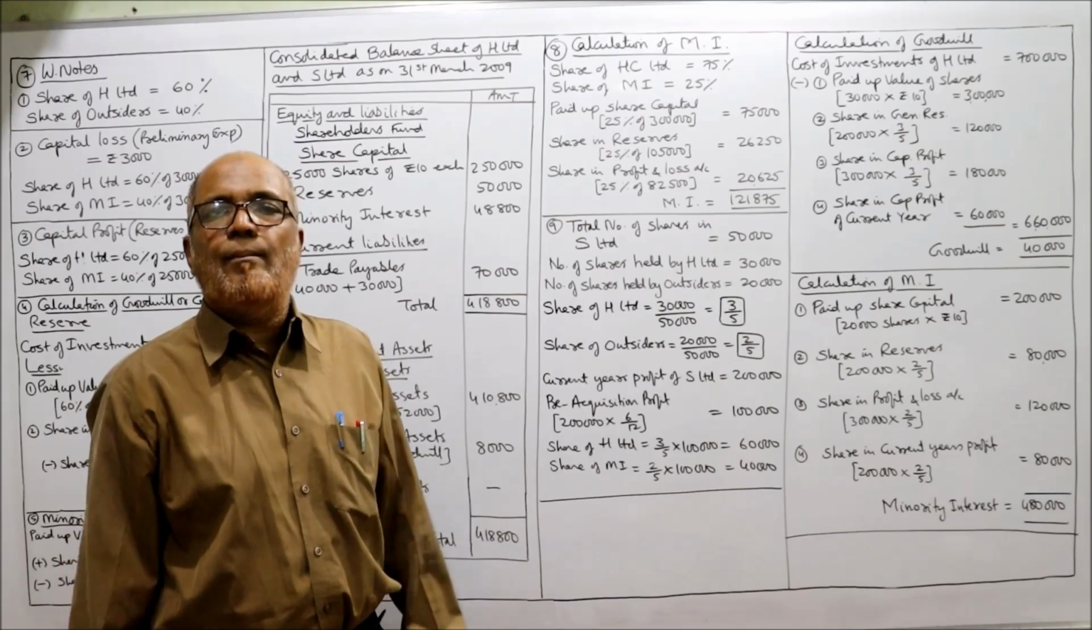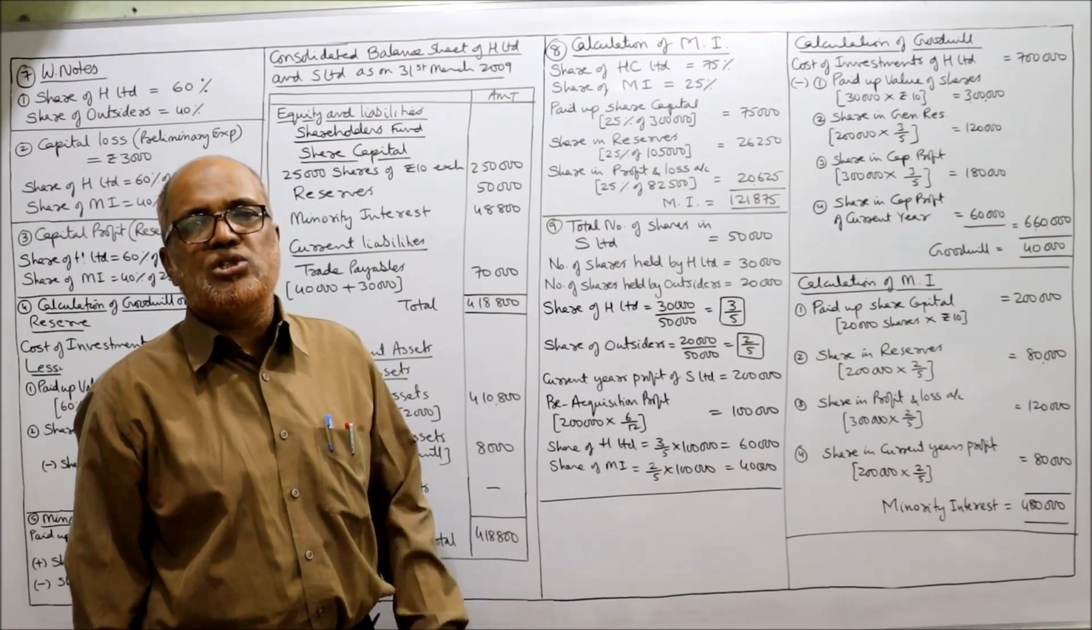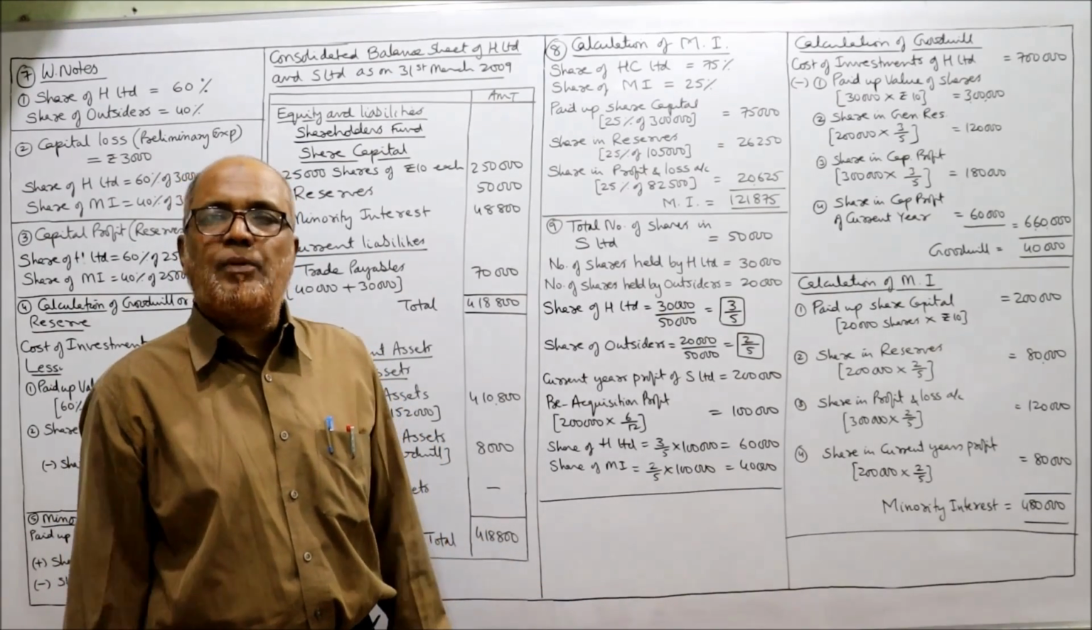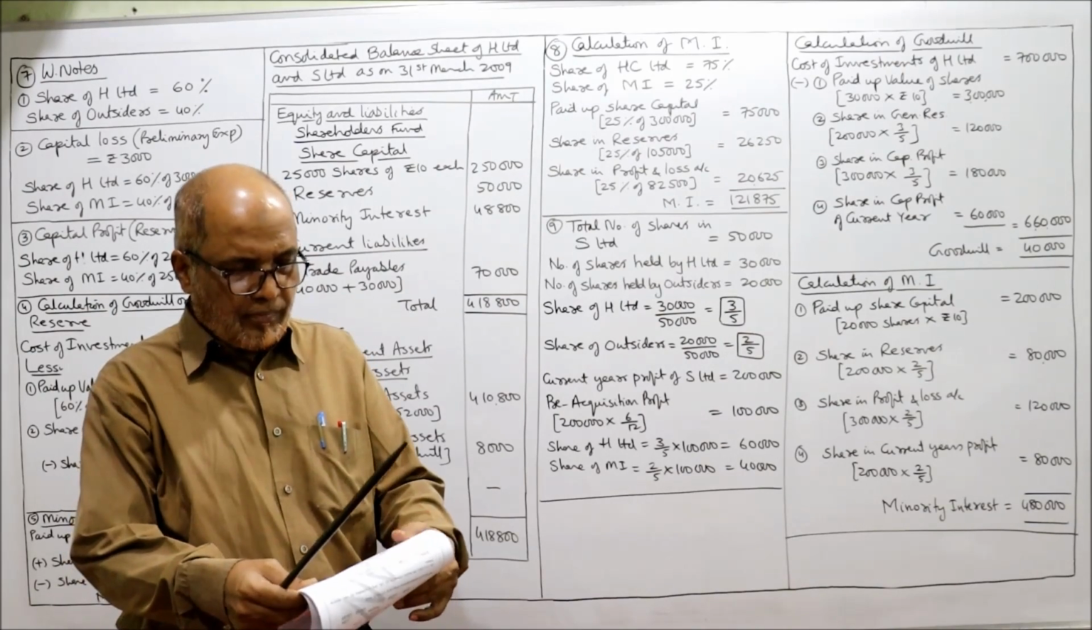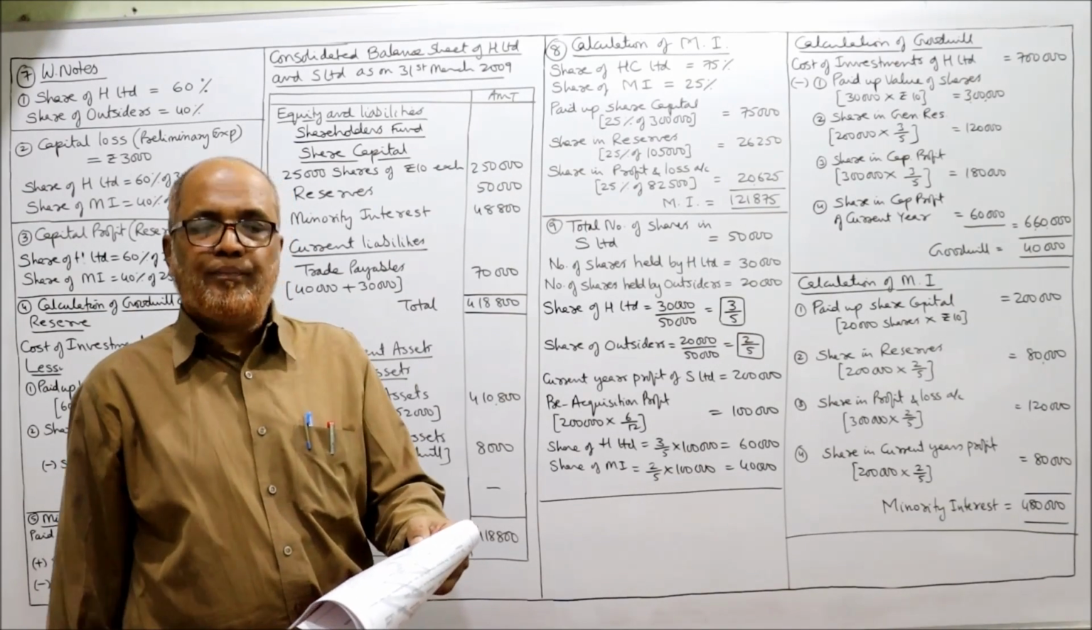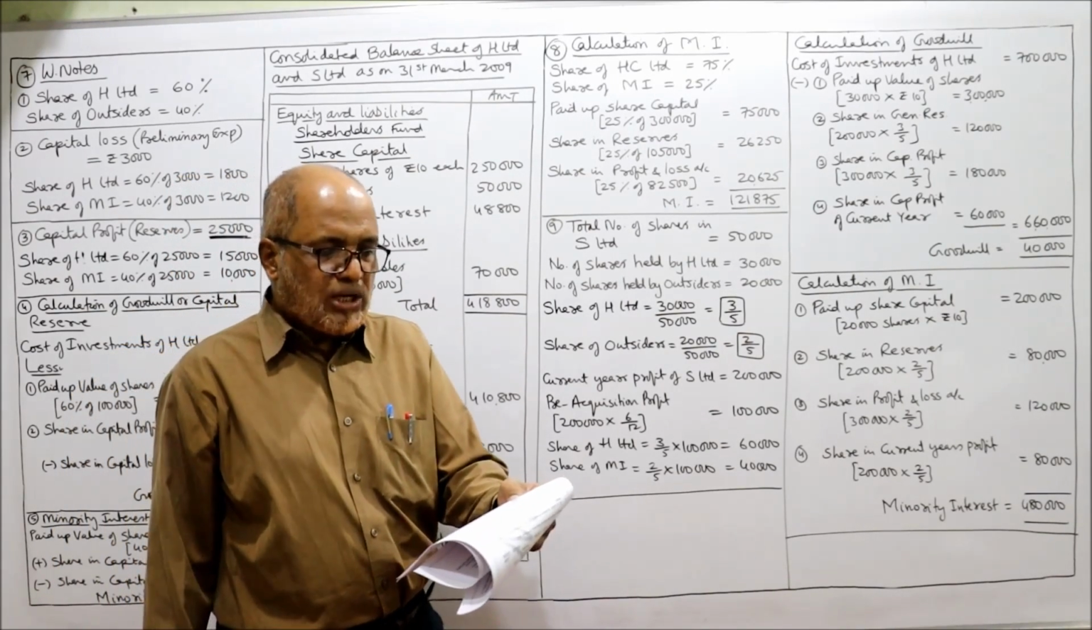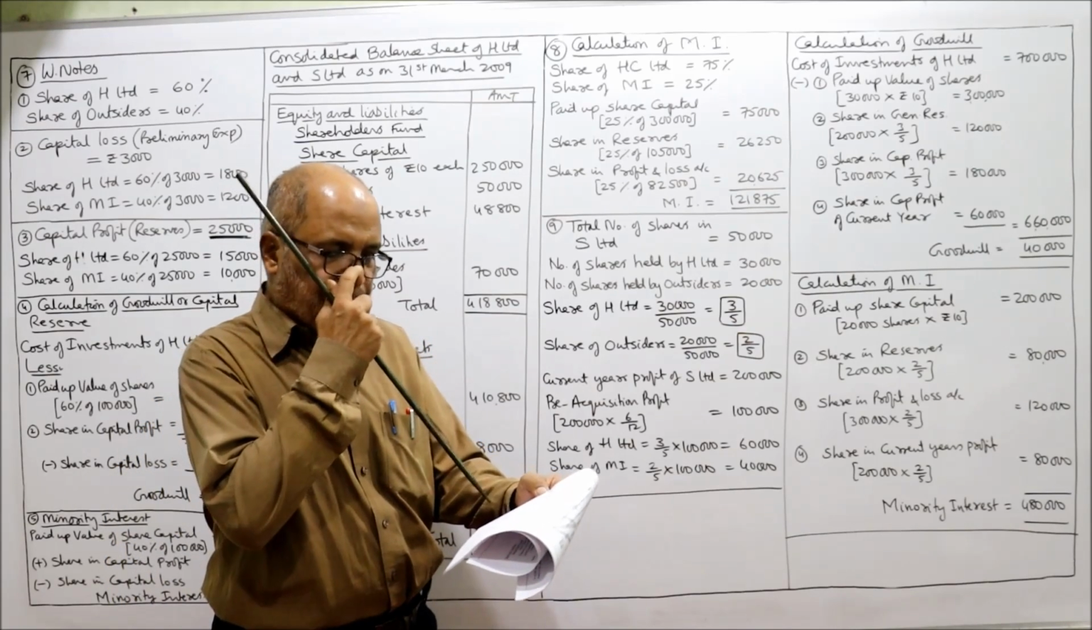1,21,875. This is the minority interest. That's all. This is problem number 8. Now, 9th problem. The balance sheets of H Limited and S Limited are given below.